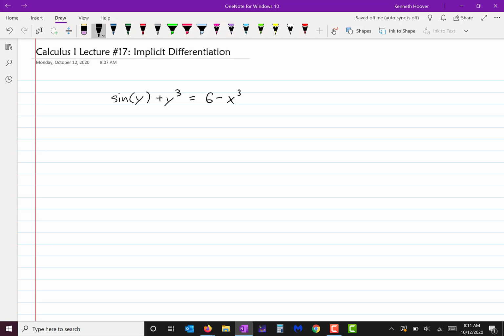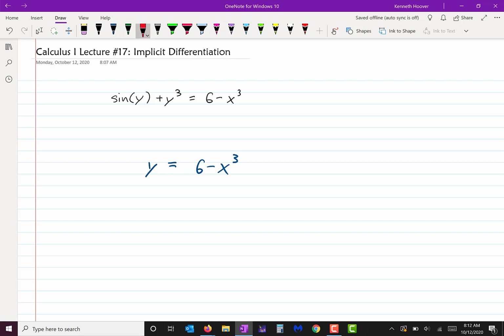Because, here, look for a second. What if I just wrote y equals 6 minus x cubed? And I said find the derivative. I don't think that would cause any confusion in that case. You have here y equals this stuff, 6 minus x cubed. It's pretty clear that y is a function of x. And so if I said find the derivative, I think it's pretty obvious that we mean find the derivative of y with respect to x.